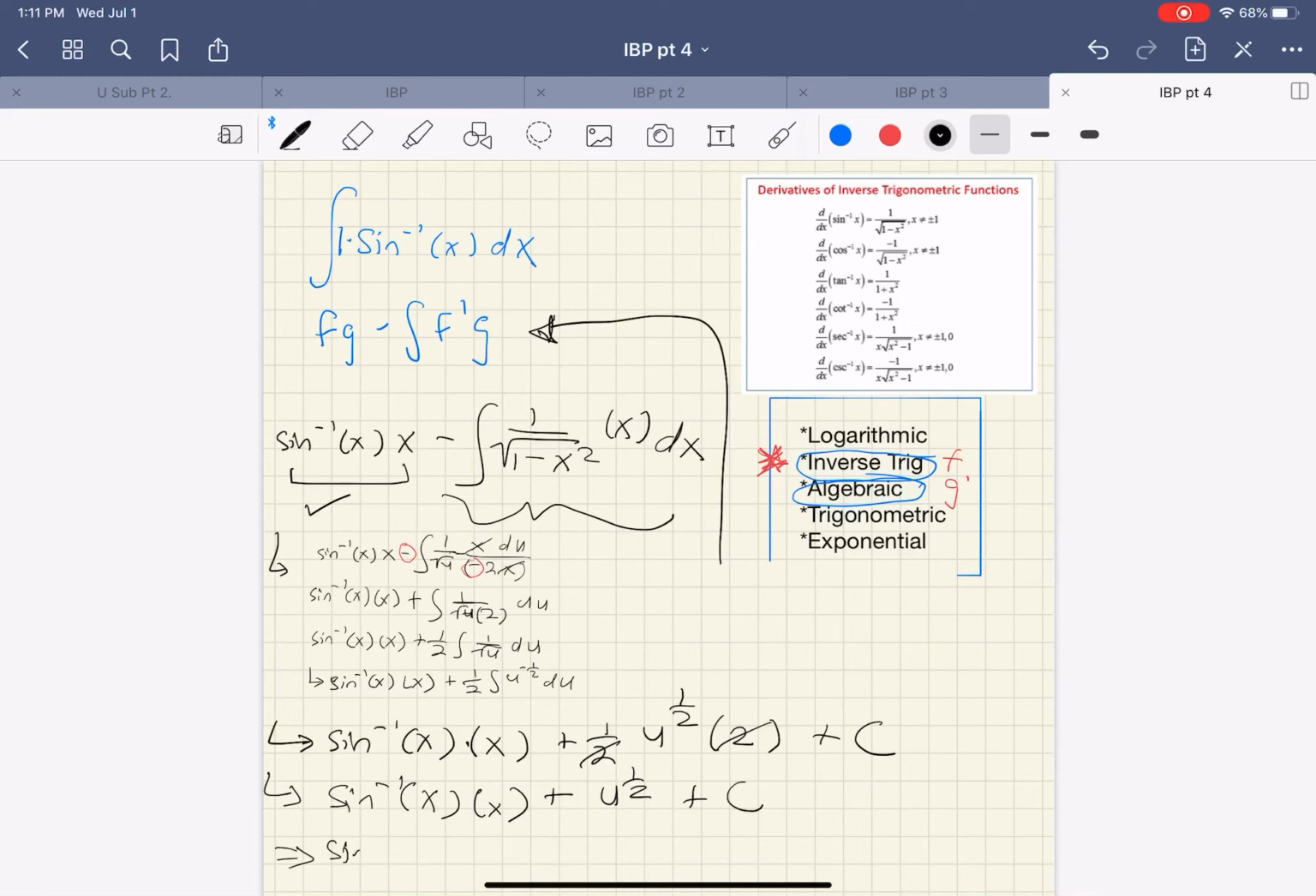So we're going to have sine negative 1 of x times x plus, and then u was equal to 1 minus x squared. So, anything to the 1/2 power is just a square root, so I could just do the square root of 1 minus x squared, plus c, and that is our final answer right here.